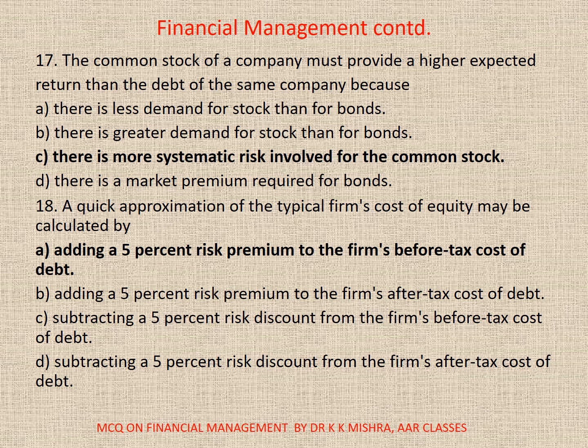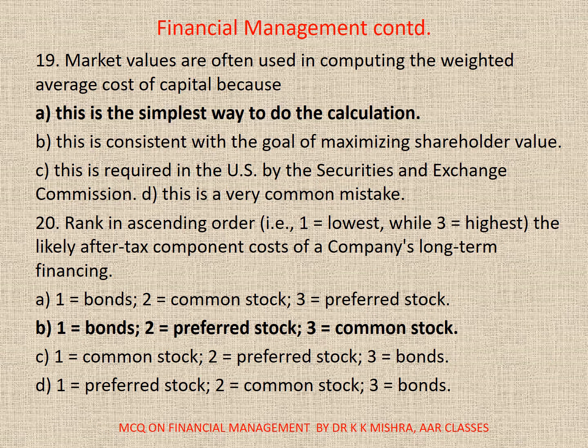18. A quick approximation of the typical firm's cost of equity may be calculated by, correct option is A, adding a 5% risk premium to the firm's before tax cost of debt. 19. Market values are often used in computing the weighted average cost of capital because, correct option is A, this is the simplest way to do the calculation.